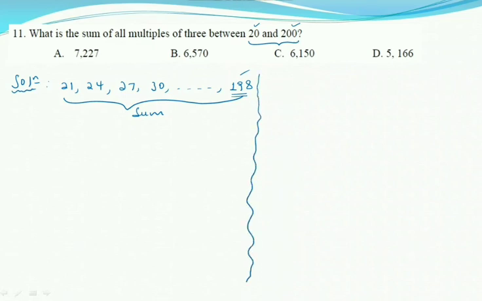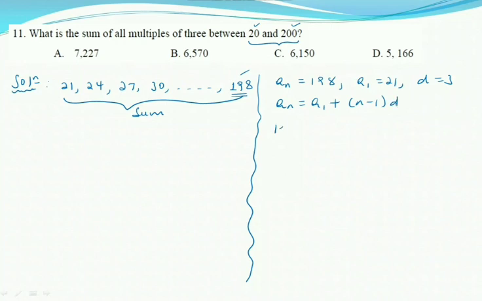Okay, to know the number of terms, the last term, say an, is 198. The first term is 21. The common difference is 3. So applying the nth term formula, an equals a1 plus n minus 1 times d, we can determine the value of n.